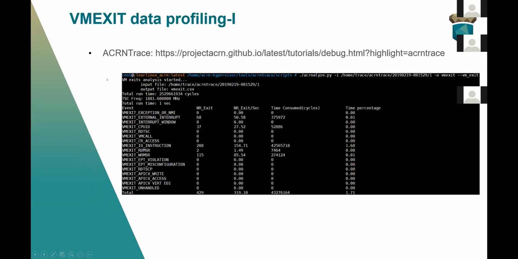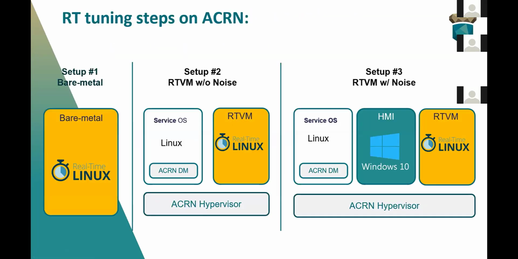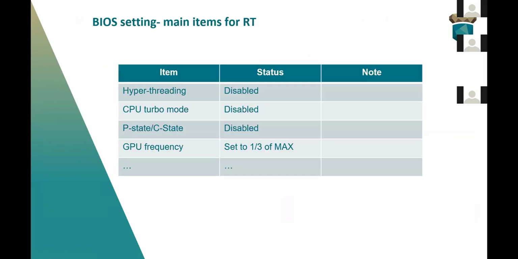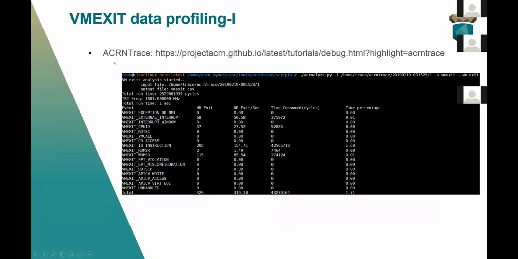Just as I mentioned, if there are some instructions or some actions that trap to the hypervisor, they will add extra latency for your RT tasks. So we had better avoid them. If there are some VM exits, we can use the tool ACRN trace.